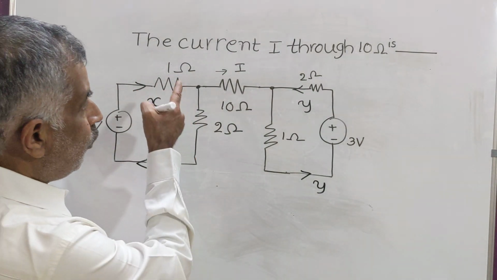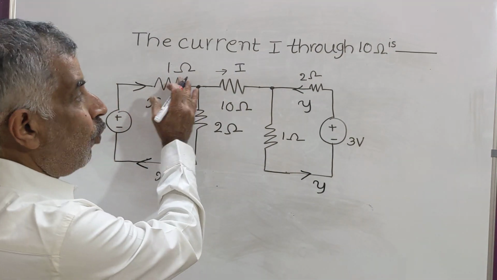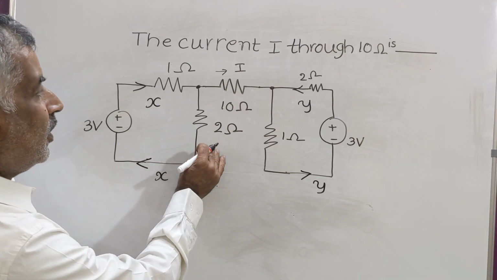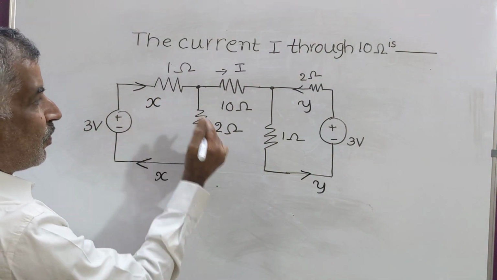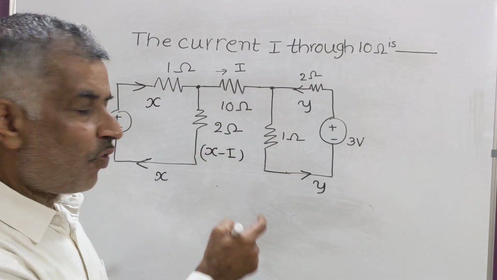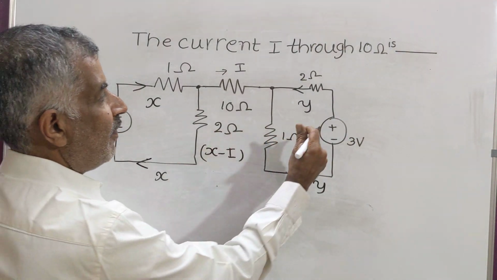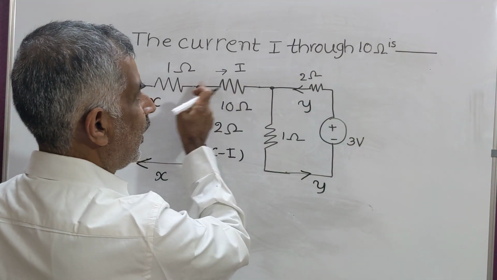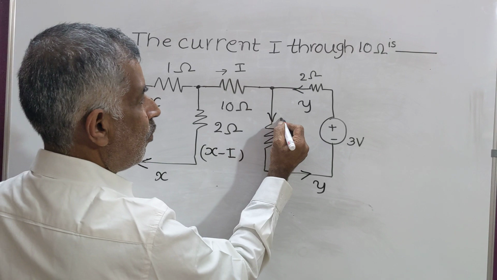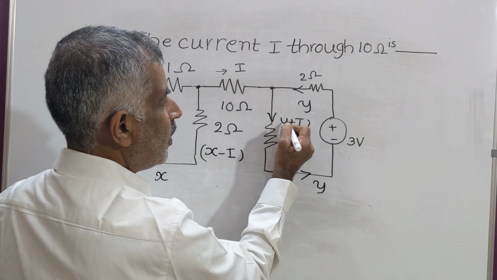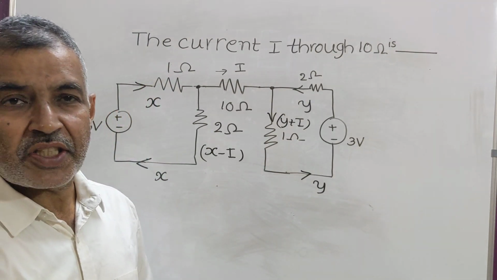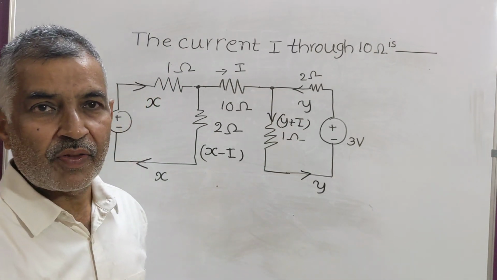Now if you assume that some current I is flowing through 10 ohms, then what happens to this current? The current through this becomes X minus I. So X minus I is different from X. Whereas here, with current Y and a current I, on applying KCL here, it is Y plus I. So Y plus I is different from Y. So this condition cannot be satisfied.